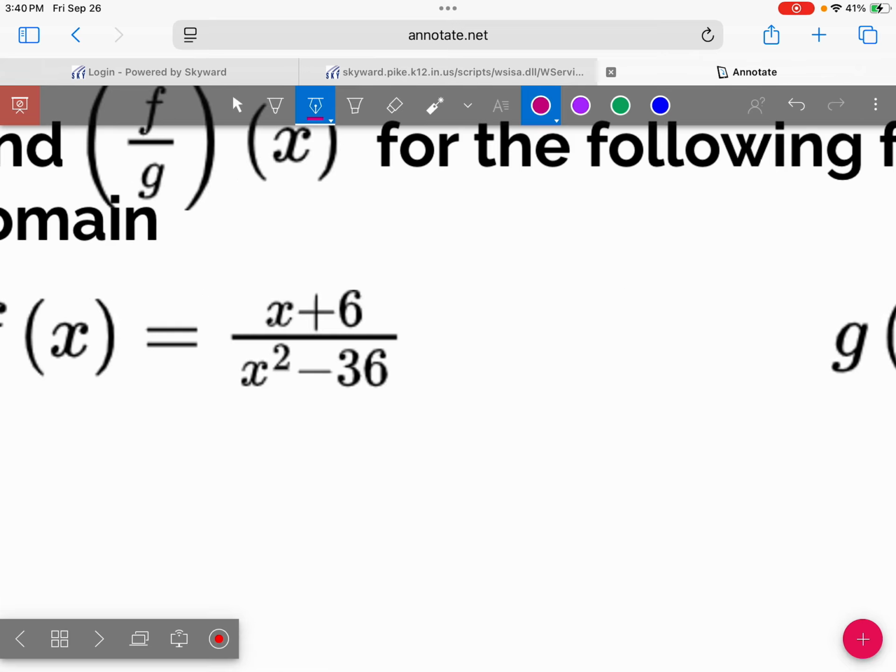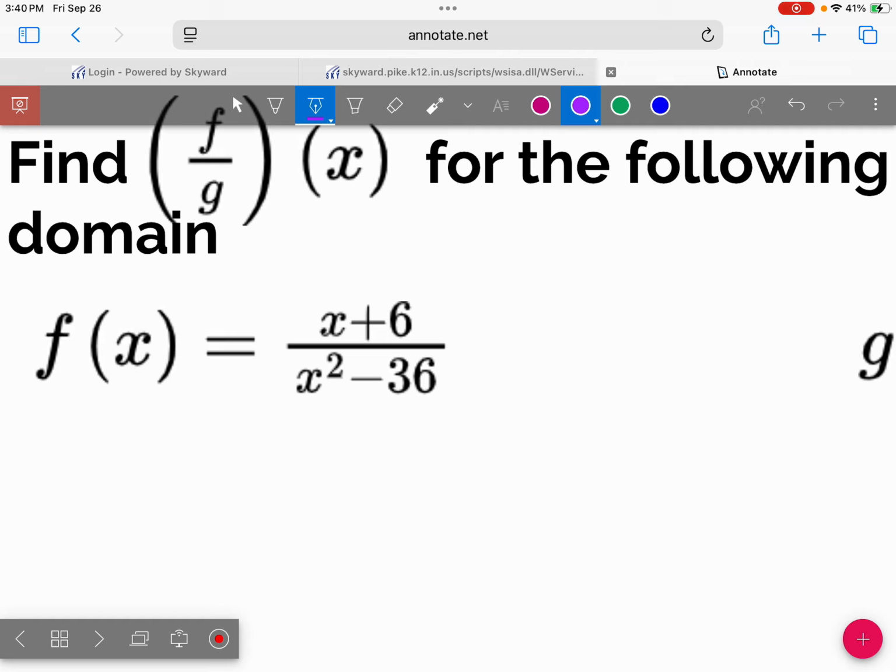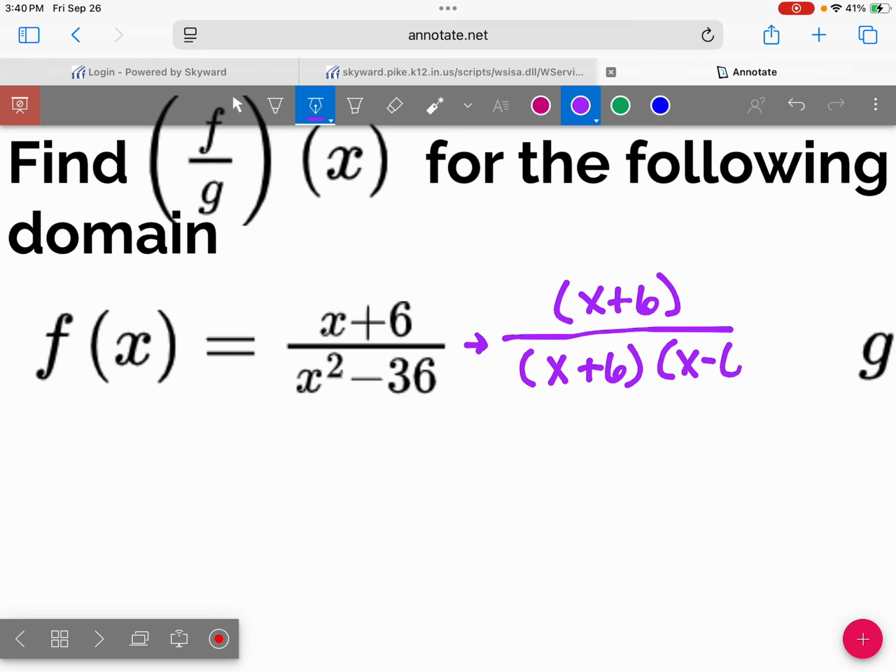Okay, so the first thing I'm going to do is look at my f of x in here. I want to get this into factored form so that we can figure out where our problems in our domain are. So my numerator, we've got our x plus 6, and our denominator, we've got a difference of squares. So we're going to have our x plus 6, x minus 6. So we know that our domain here is all real numbers, except we cannot have x equal to 6 or negative 6. If x equals 6, this piece is 0, and if x equals negative 6, this piece is 0.